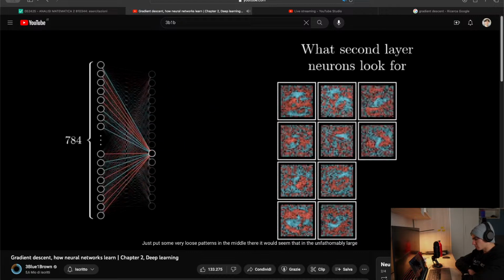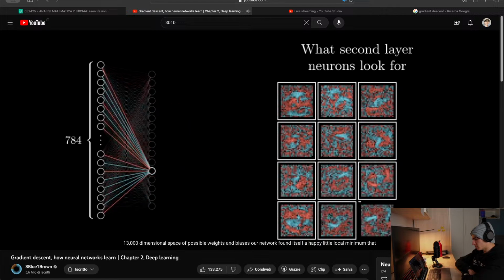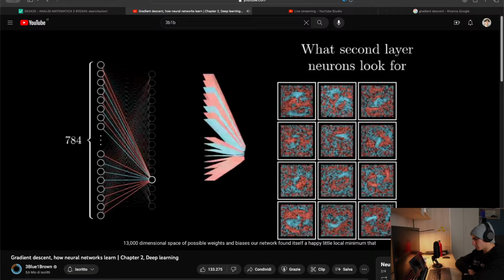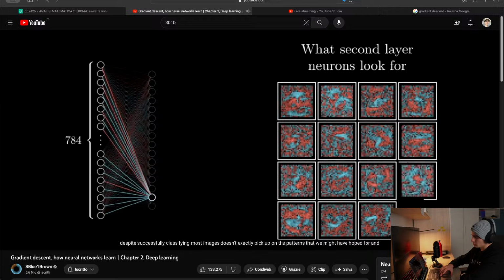It would seem that in the unfathomably large 13,000 dimensional space of possible weights and biases, our network found itself a happy little local minimum that, despite successfully classifying most images, doesn't exactly pick up on the patterns that we might have hoped for.